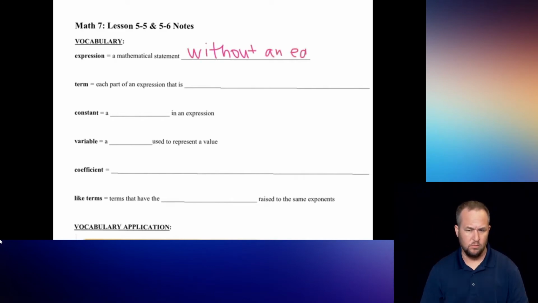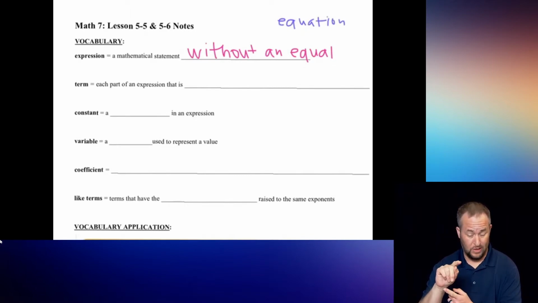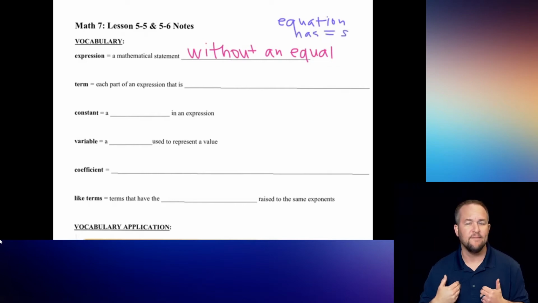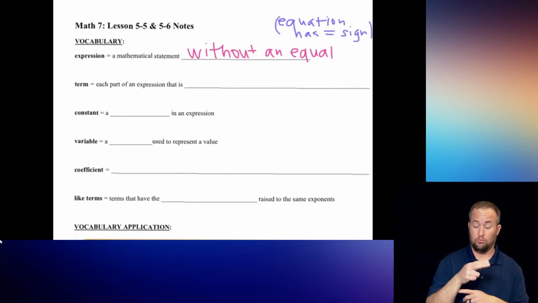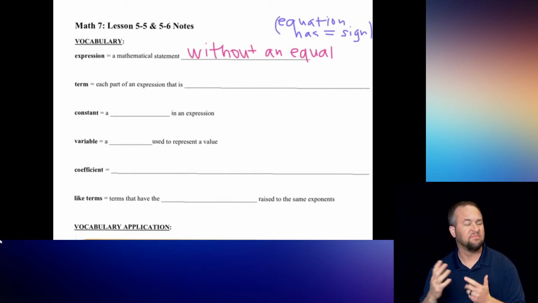So the opposite kind of an expression would be an equation. And just a quick reminder of what an equation is. An equation has an equal sign. So they're like opposites. Just keep that in mind. I'm just putting that up there, but we're going to talk lots and lots about expressions today.